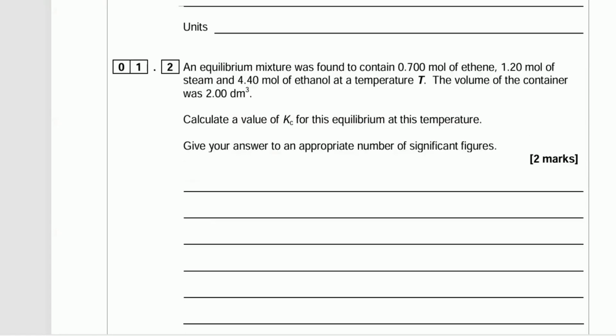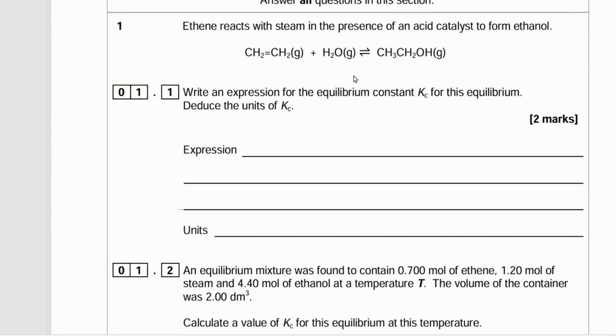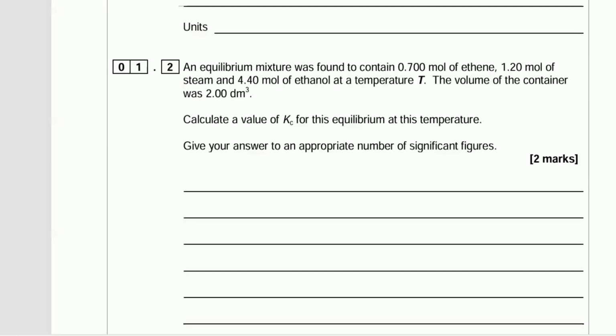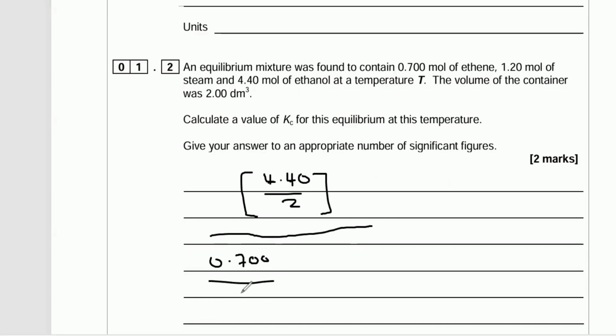So all we're doing here, guys, is this one. We've just got ethanol over the top of these two. There are no coefficients, so I want to set this out like this: ethanol over those two. I've got 4.4 of ethanol. Now, we're supposed to be doing concentration because there are brackets, right? So I need to do 4.4 divided by 2, and I'm going to divide that by the reactants. I've got 0.7 of ethene, over 2, and we're going to multiply that by 1.2 of steam, divided by 2.